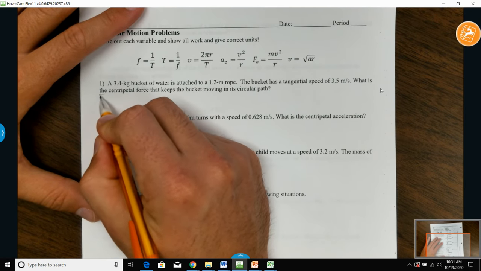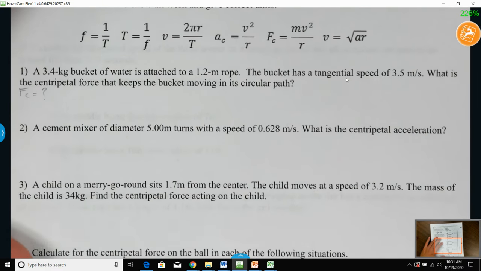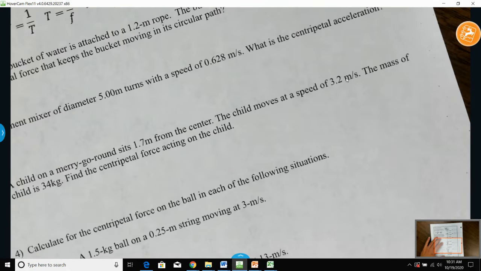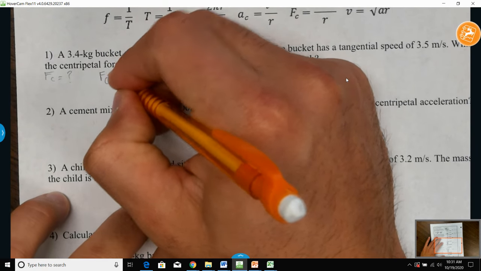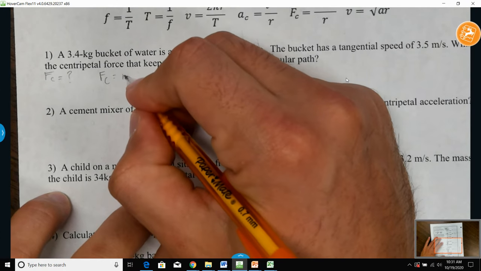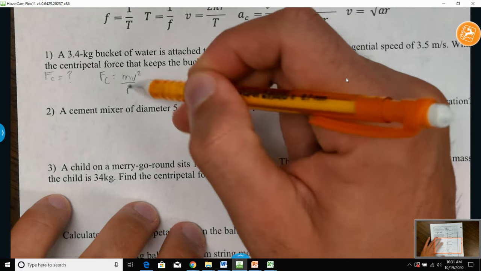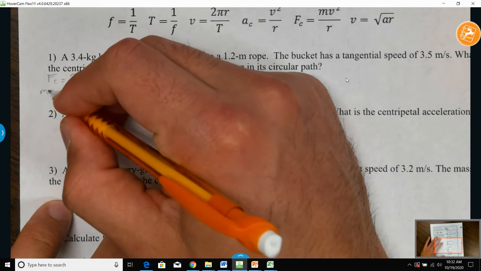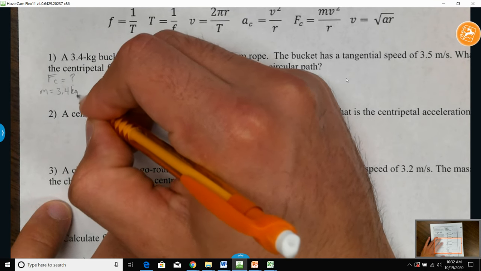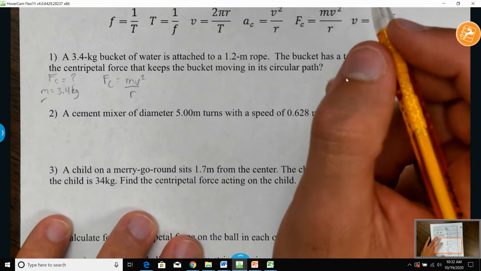F sub c is your equation. Let me zoom in here. F sub c, centripetal force, is equal to mv squared over r. All right, we need these three variables. We're given a mass of 3.4 kilograms. Got a rope radius here. The length of the rope is 1.2 meters.